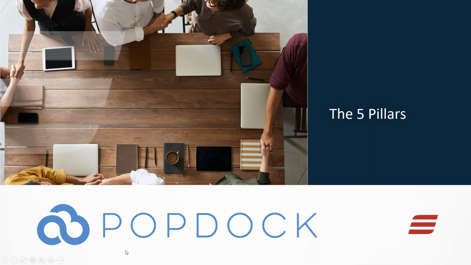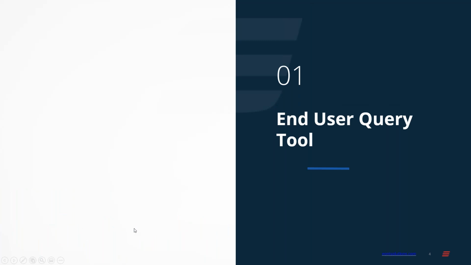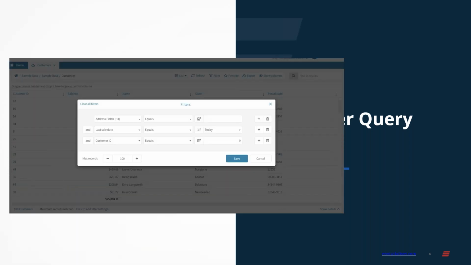If we look at it, we have 5 main areas or pillars, if you will, that Popdock focuses on. One, at its core, it's this amazing end user query tool. And what does that mean? That gives you all the flexibility of adding new columns, adding an unlimited amount of filters, doing those cool filters like this month, this quarter, last year, those kinds of things, creating favorites, sharing those favorites with other people. That's what I think of as something for an end user, where you don't need to go back to IT every time to get another list or report.